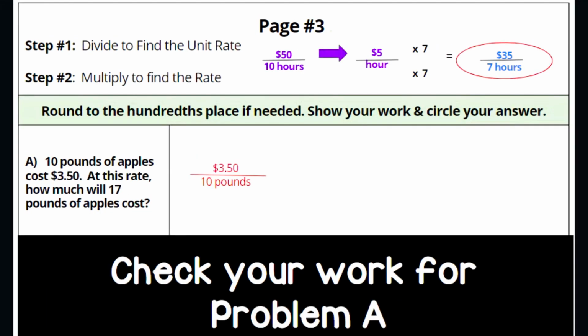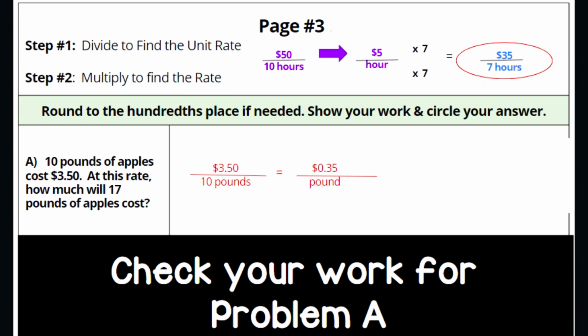All right, problem A says 10 pounds of apples cost $3.50. At this rate, how much will 17 pounds of apples cost? So pounds of apples should be on our denominator when we divide. That's what the question's asking for. That's what we need to figure out first, our unit cost. So when we divide, we get 35 cents per pound of apples.